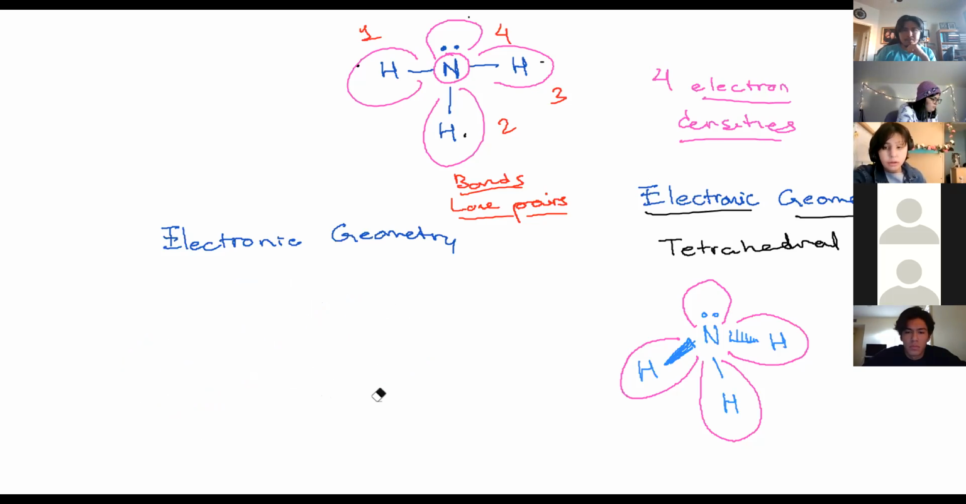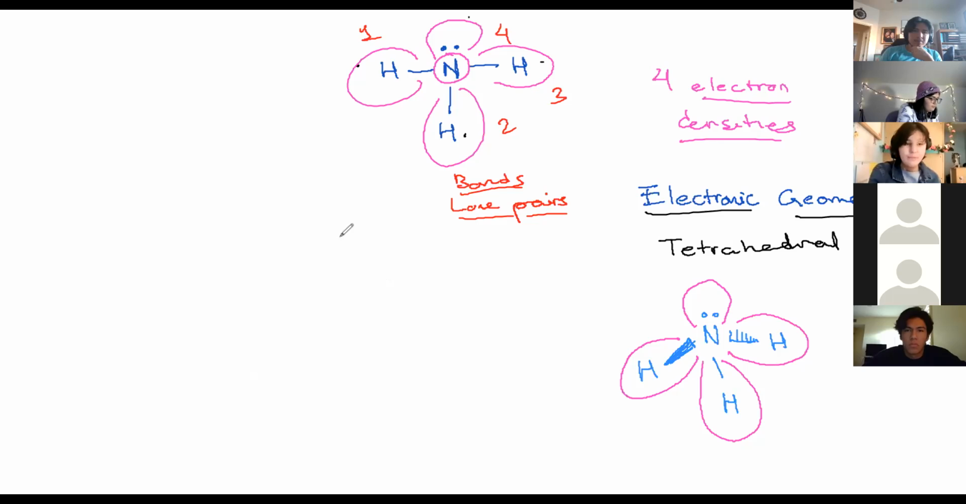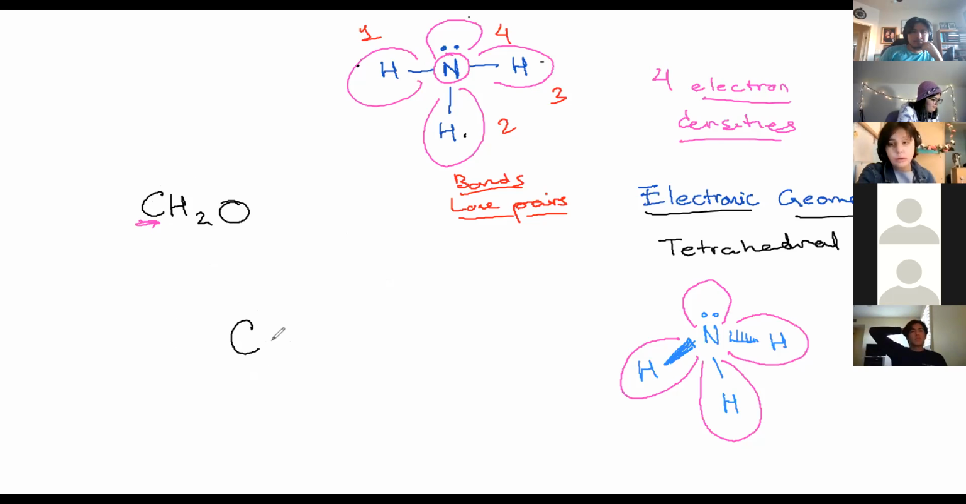Okay, so I want you guys to help me with this one, because I know this one's in your homework, and I don't want to do your homework for you. Okay, CH2O. Which one is going to be your central atom in CH2O? It'll be carbon, right? Carbon is your central atom. So how do we build CH2O? How many valence electrons do we need to use?